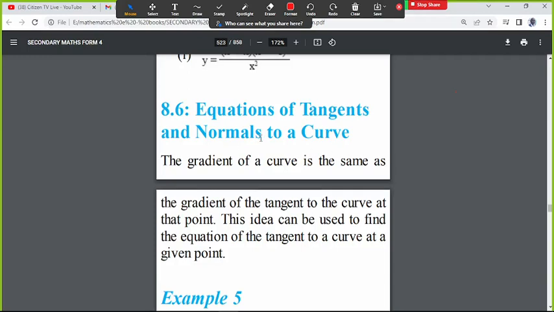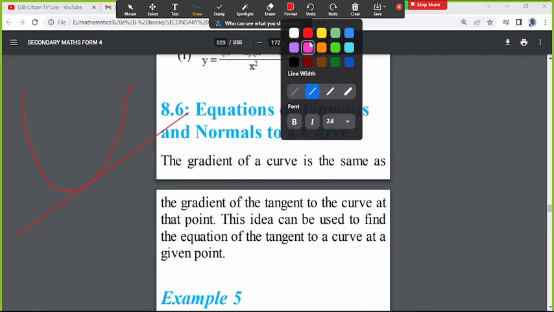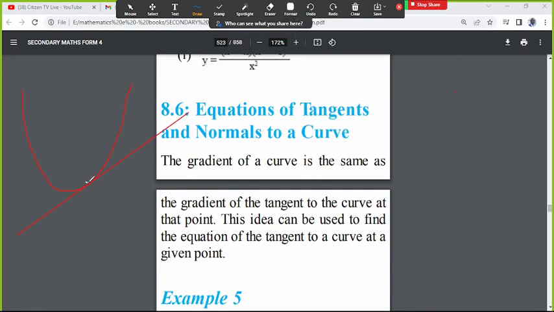So our topic is equations of tangents and normal to the curve. Let me draft what a curve is. If that's our curve, then we have this straight line. This straight line that is touching a curve at exactly one point. That is a tangent.